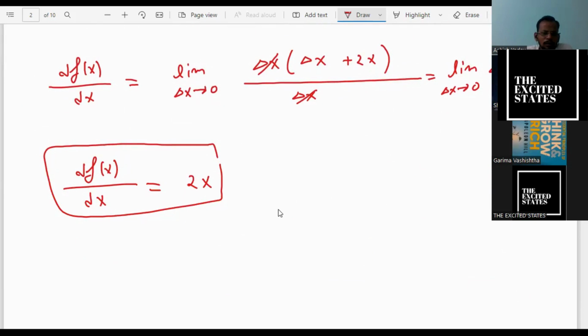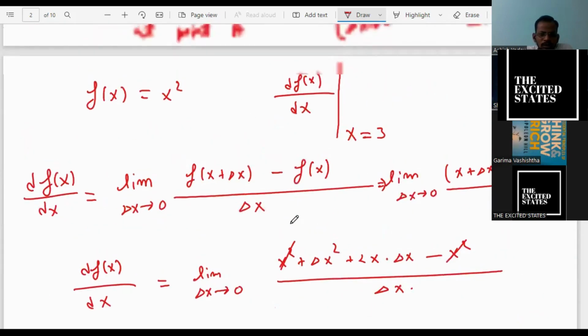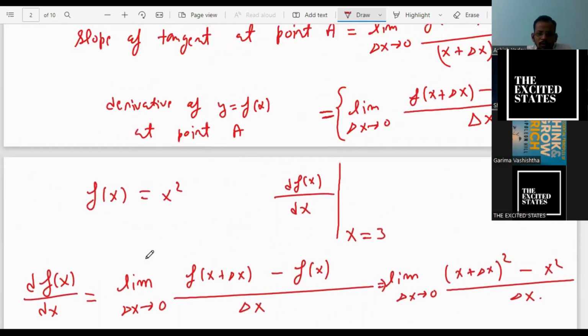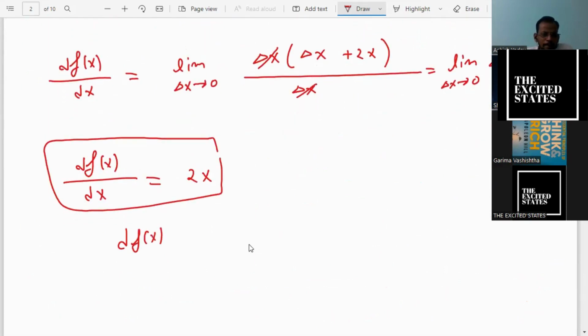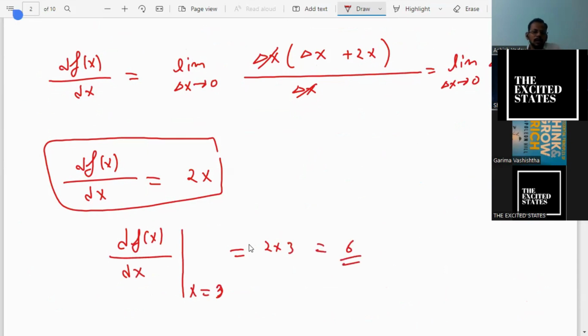My question was, you need to calculate the derivative at x equal to 3. So what will be the derivative at x equal to 3? It will be simply 2 into 3, which becomes 6. So I have just explained to you how we can find the derivative using the fundamental definition.